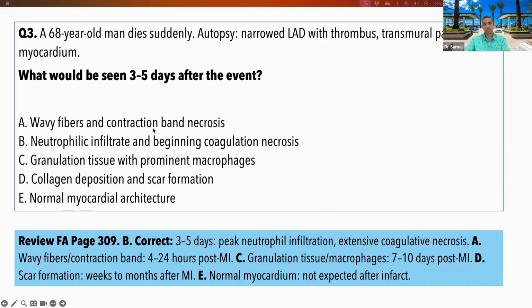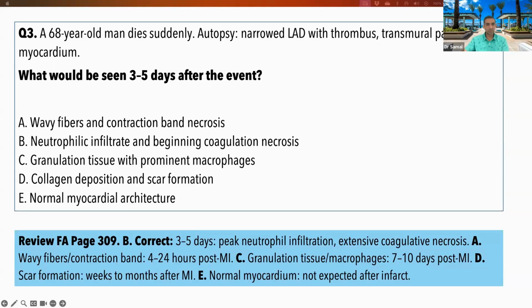Okay, that 3 days after MI is the neutrophil thing. Okay. So it's the beginning of coagulation necrosis. Okay, so that is another question they love to ask you, the timeline of granulation tissue. Okay, that's another of their favorite questions. So keep that in mind. Granulation tissue is around 10 days. Okay, so 10ish days, right?